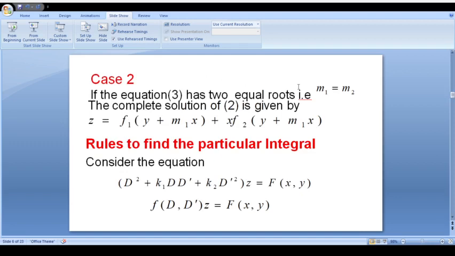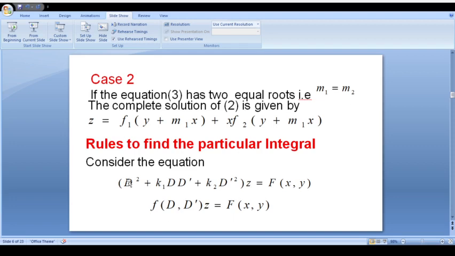Next, case 2. If equation 3 has two equal roots, suppose that you are getting m1 and m2 and both roots are equal, m1 is equal to m2, then we write the complete solution as z is equal to f1 of y plus m1 x plus x into f2 of y plus m1 x. So this is the rule when the two roots are equal.